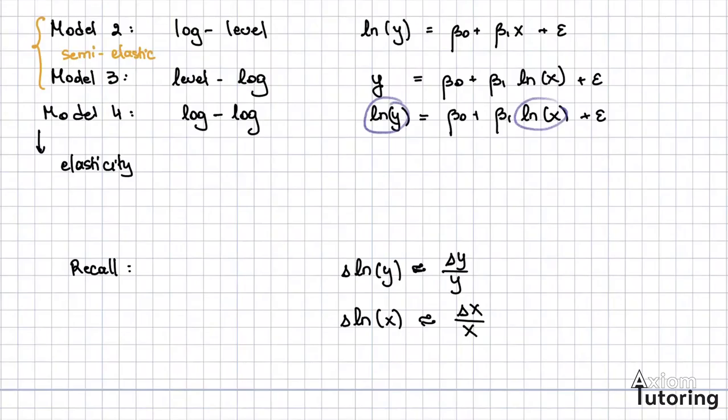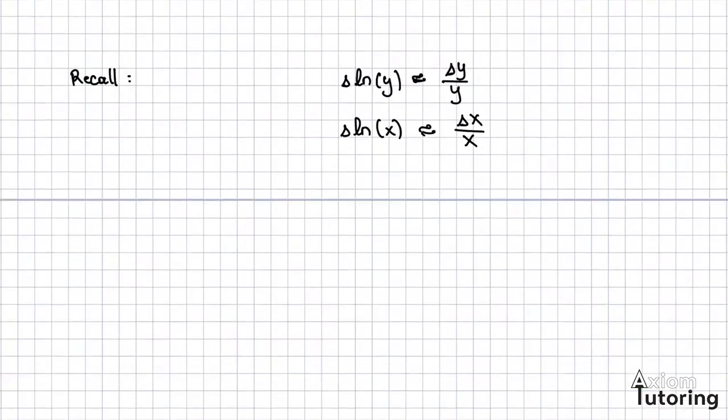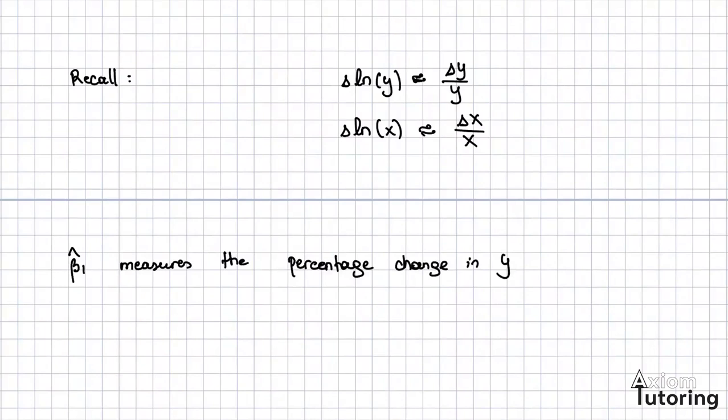So what would an interpretation for the log-log model look like? The interpretation would be as follows. Beta 1 hat measures the percentage change in y associated with a 1% change in x. And this is also called elasticity. So beta 1 hat is an elasticity.